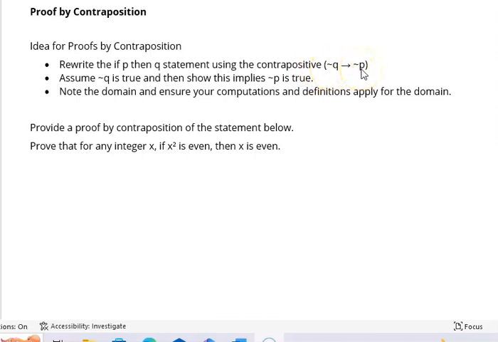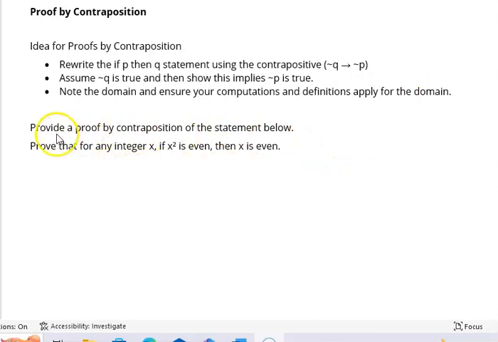Then we're going to act just like we have a direct proof, but just on this alternate form. So we're going to assume not Q is true, and then show this implies not P is true. Note the domain and ensure our computations and definitions apply for the domain.